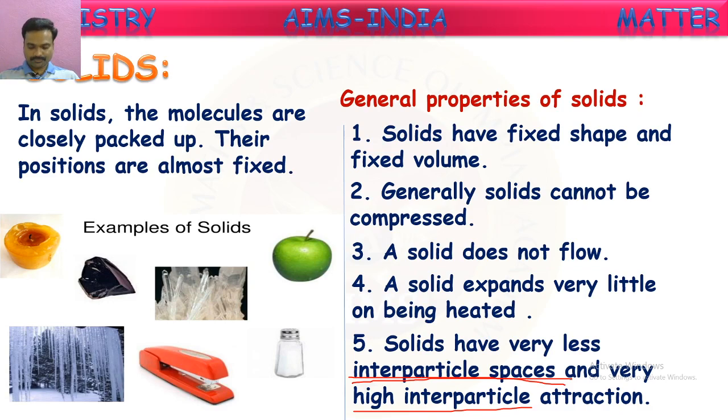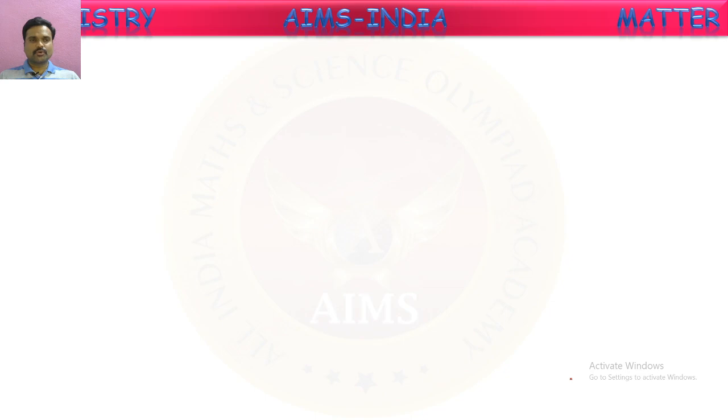So this is about solids. They have fixed shape and volume. They are rigid. They cannot move, that means they cannot flow. They won't expand much when heated. And the interparticle spaces are very little, and interparticle attractions are very high in solids. Next, about liquids, let us see.